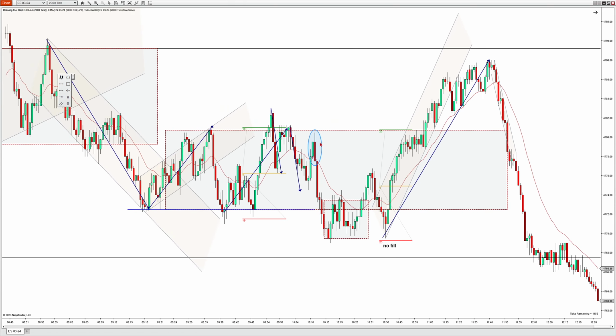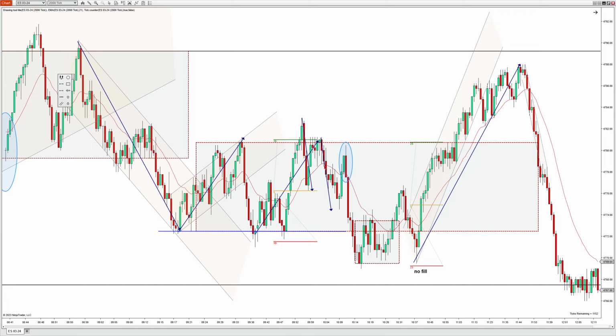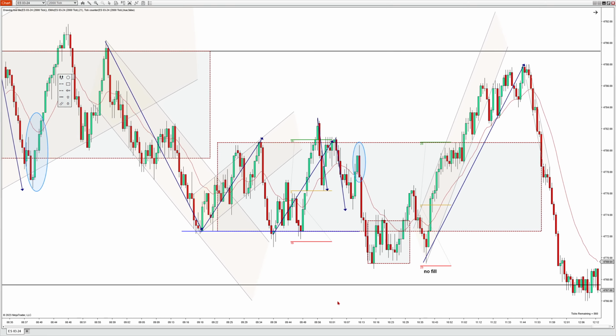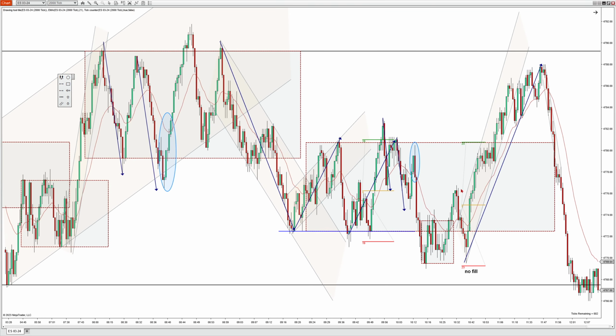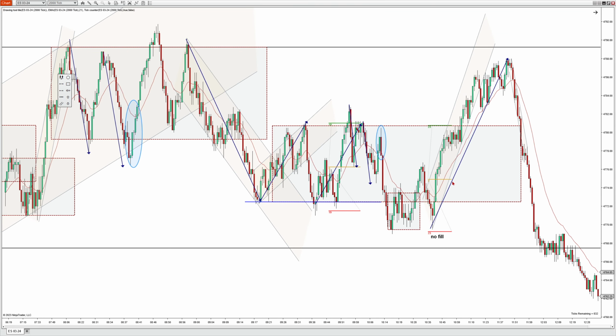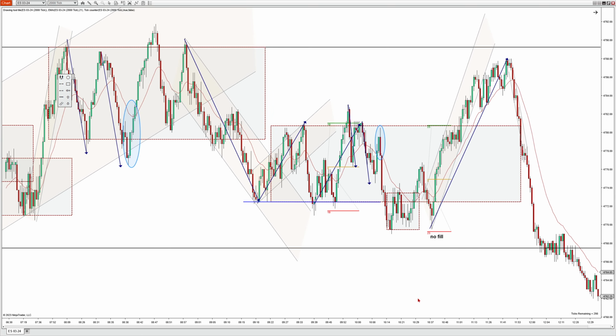But once again, I unfortunately missed out on this, and this is a great looking short. So it's just too bad. And then what makes it even more painful and annoying is that there's a no fill after that. So, whatever, not a big deal. Some days are just like that. You're going to miss a trade, and then get no filled, whatever.